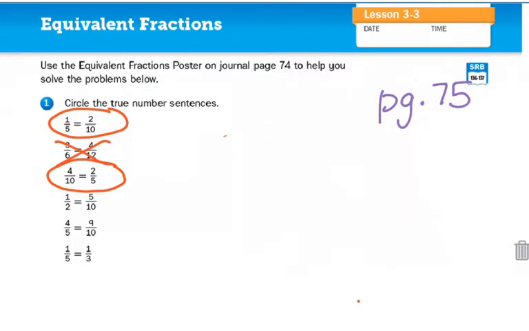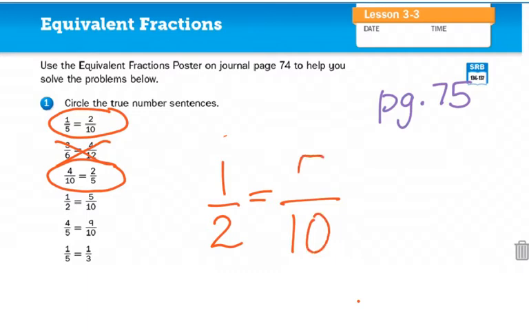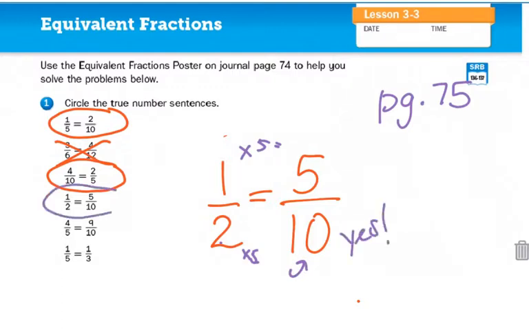Let's take the next one. Halves are usually pretty easy fractions to figure out. It's asking, is 1/2 equal to 5 tenths. Well, I'm going to multiply 1 times 5 to give me 5. So if I take the top times 5, I have to take the bottom times 5. Is 2 times 5 10? Yes, it is. So these two are equivalent. Go ahead and circle it.